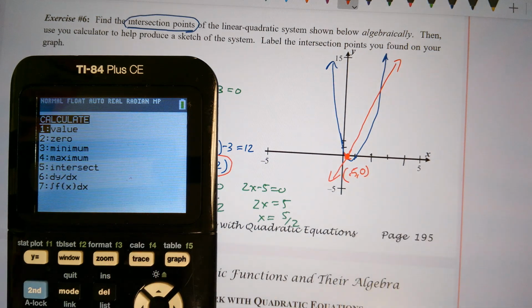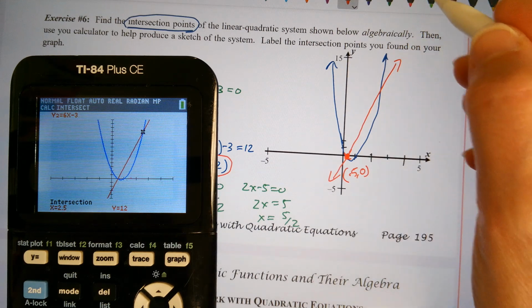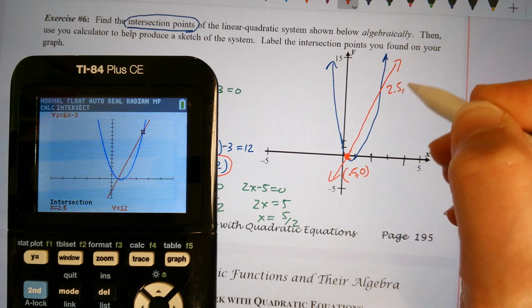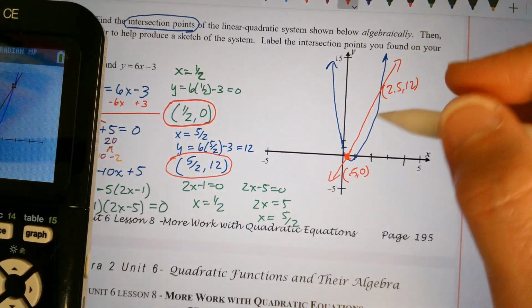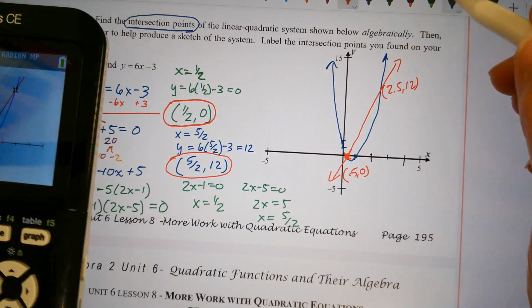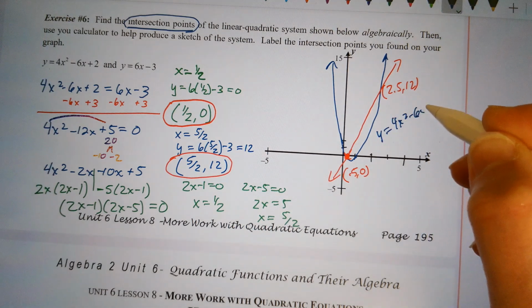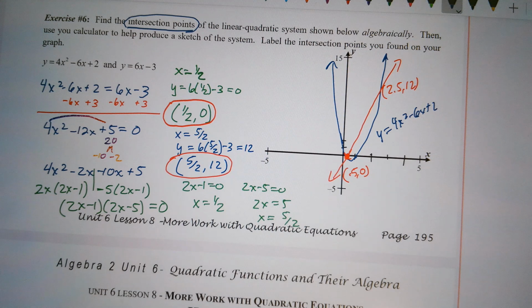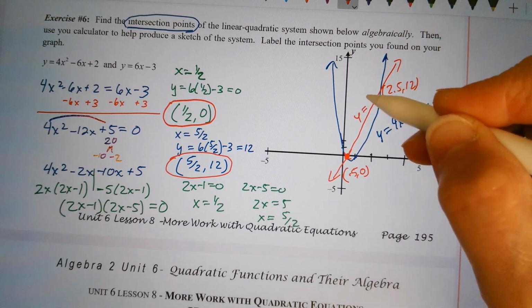And second trace number 5 again. Enter, enter. Move your cursor. 2.5, 12. And just make sure you label each graph with its equation. Y equals 4x squared minus 6x plus 2, and y equals 6x minus 3.